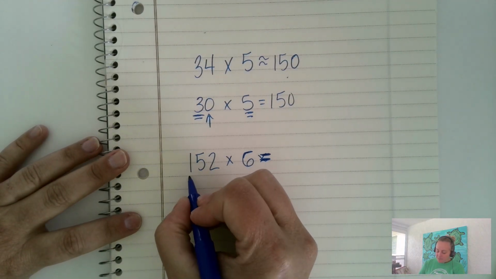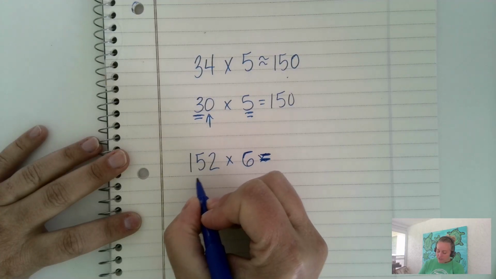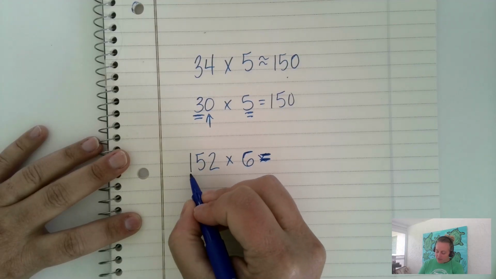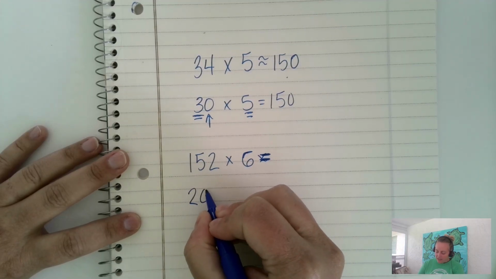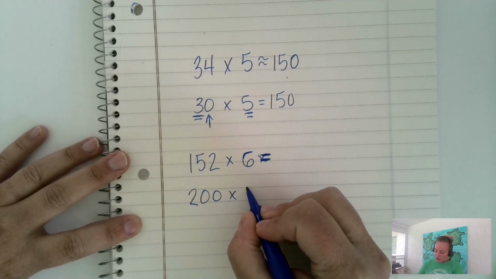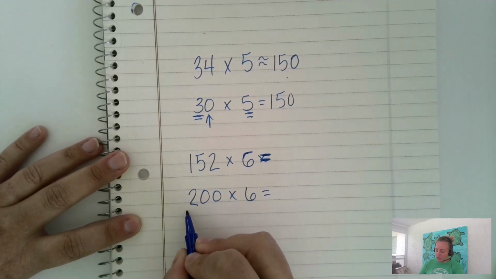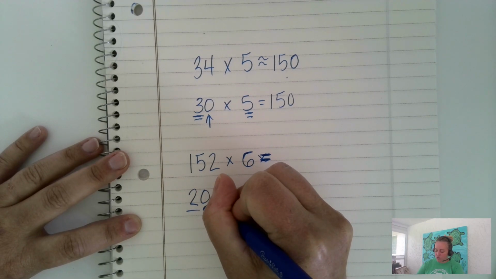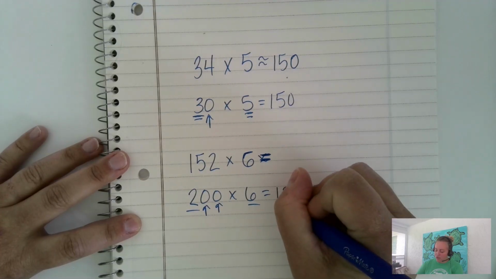But if I round 152 to the nearest hundreds place, all right, well, the 5 tells the 1 to go up, and then everything else becomes zeros. So now I'm doing 200 times 6. 2 times 6 is 12, and here I have 2 zeros, so I just add 2 zeros on the end.